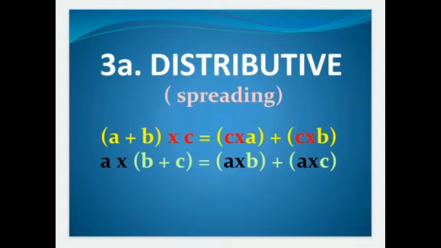For the first example, A plus B in the bracket times C, and we have to spread them. Times C outside will be spread into two brackets. So, like the example, C times A plus C times B.